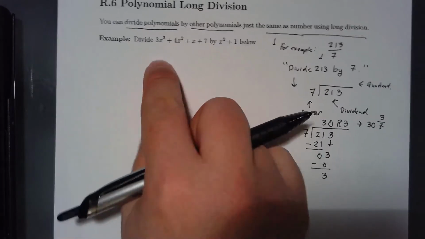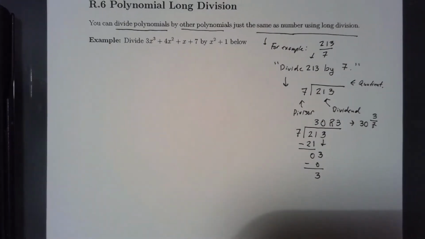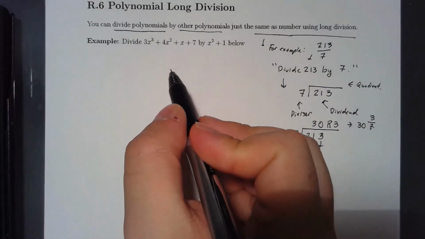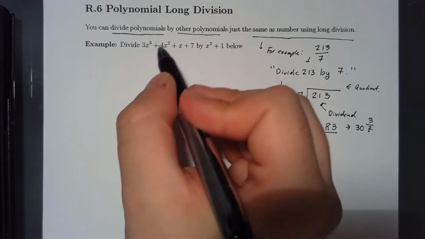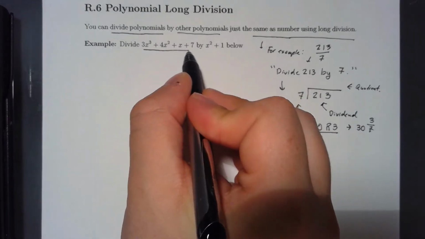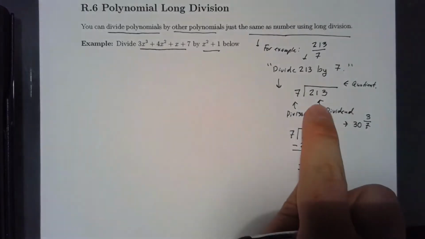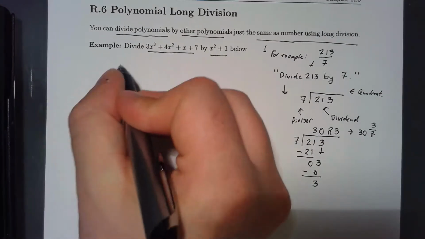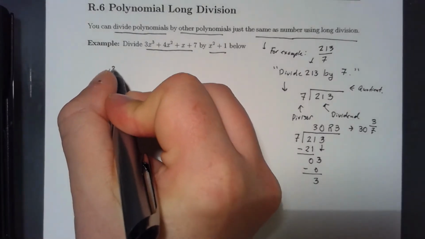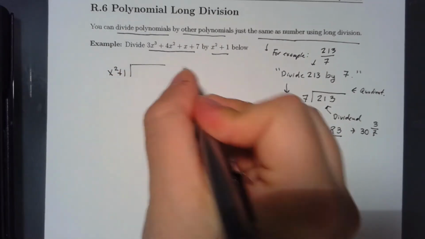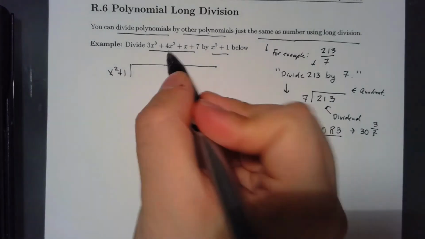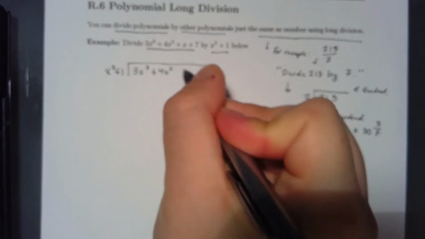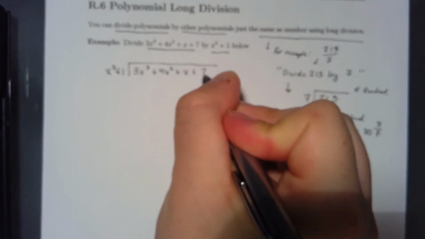So you could do polynomial long division the same way. Divide this by this. We're going to set it up the same way. x squared plus 1 is the divisor, and that goes into the dividend, which is 3x cubed plus 4x squared plus x plus 7.